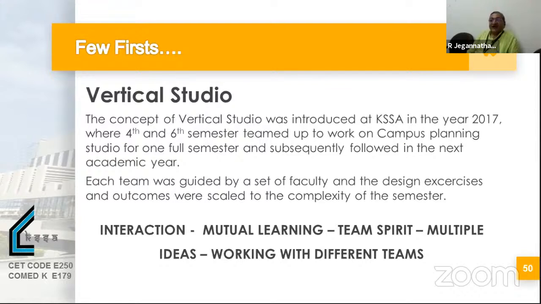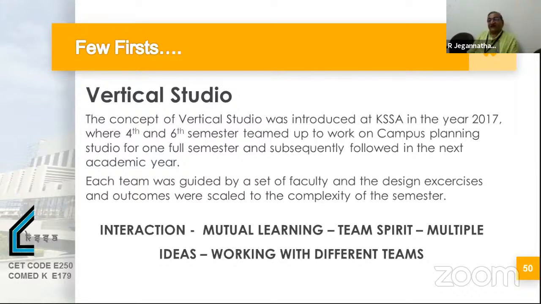So we took up a campus design, and the fourth semester students were working on the residential part of a campus, like the hostels, the faculty residences, and other such facilities. Whereas the sixth semester students were working on the academic part of the university. But the whole project was on the same site and in the same campus. So both sets of students were working together. And this helped the students. A team was made: 2 students from the fourth semester and 2 students from the sixth semester joined together, and they were working on the different parts. At the end of the term, they were able to come up with mutual learning, team spirit, multiple ideas, and working with different teams, which is very important for an architect as a personal experience. So this was a very unique exercise we did.